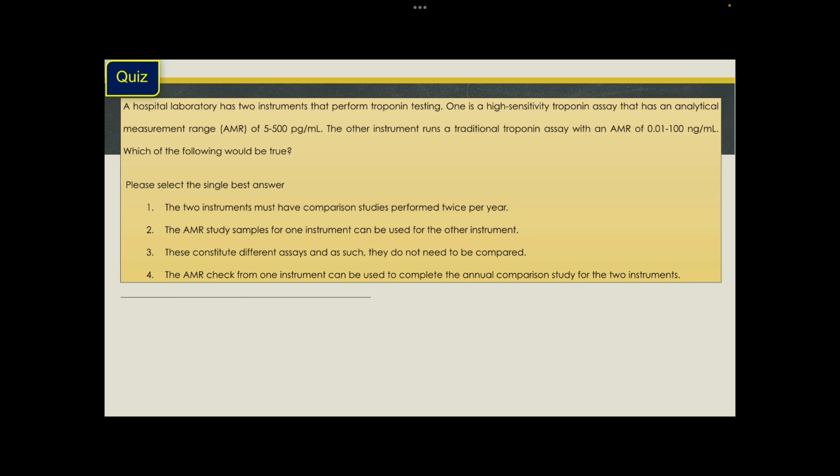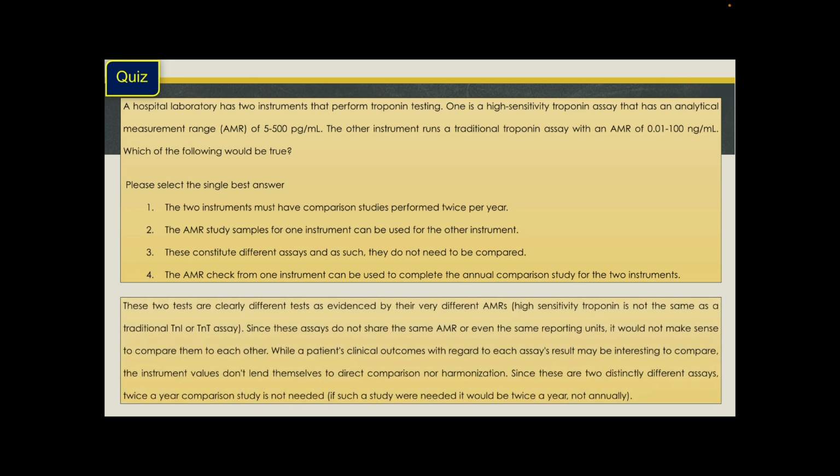The answer. These two tests are clearly different tests as evidenced by their very different AMRs. High-sensitivity troponin is not the same as a traditional TNI or TNT assay. Since these assays do not share the same AMR or even the same reporting units, it would not make sense to compare them to each other. While a patient's clinical outcomes with regard to each assay's result may be interesting to compare, the instrument values don't lend themselves to direct comparison nor harmonization. Since these are two distinctly different assays, a twice-a-year comparison study is not needed. If such a study were needed, it would be twice a year, not annually.